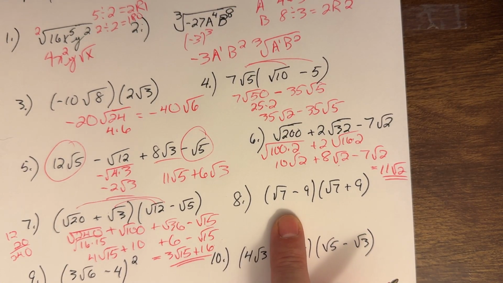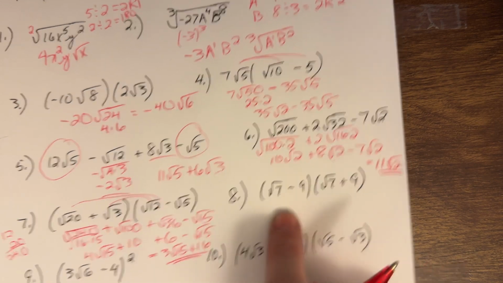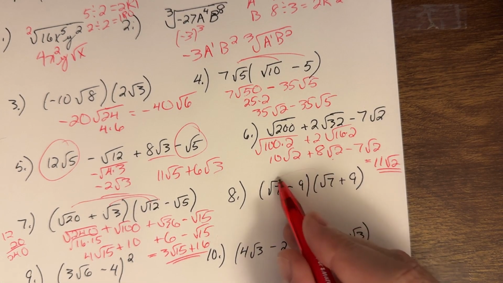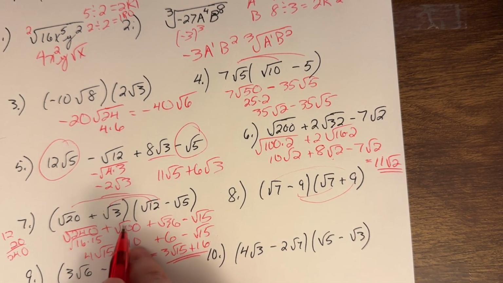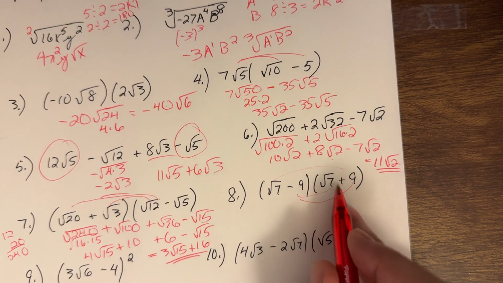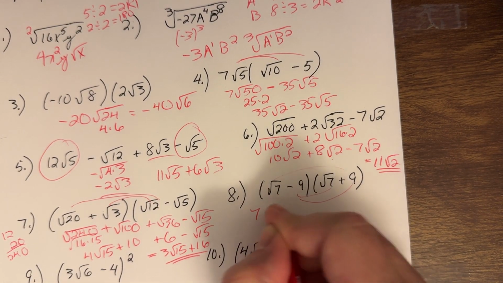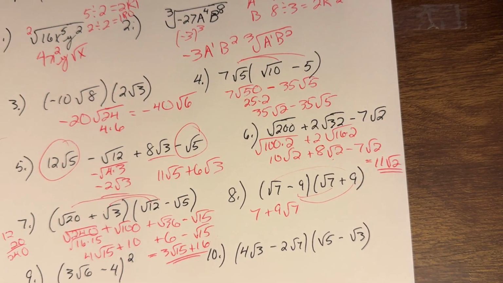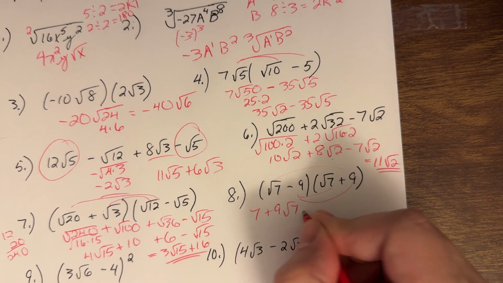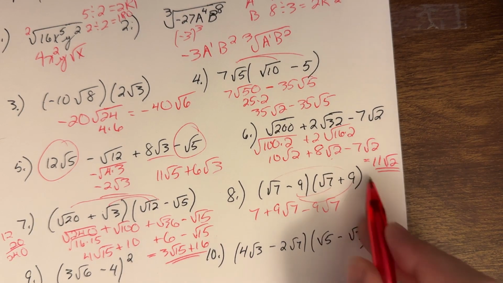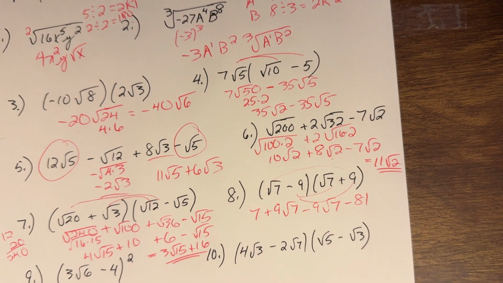Number 8. Some people might notice, hey, those are conjugates. But for most of us, just taking a straightforward multiplication, distributing, just like we did over here. Rad 7 times rad 7 is 7. Rad 7 times 9 is 9 rad 7. Minus 9 times rad 7 is minus 9 rad 7. And minus 9 times 9 is minus 81.